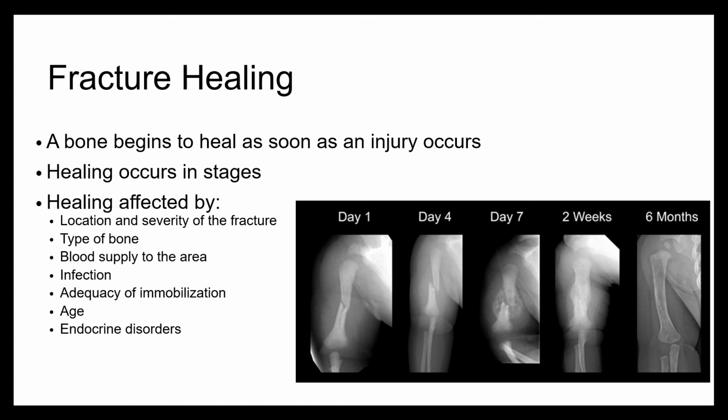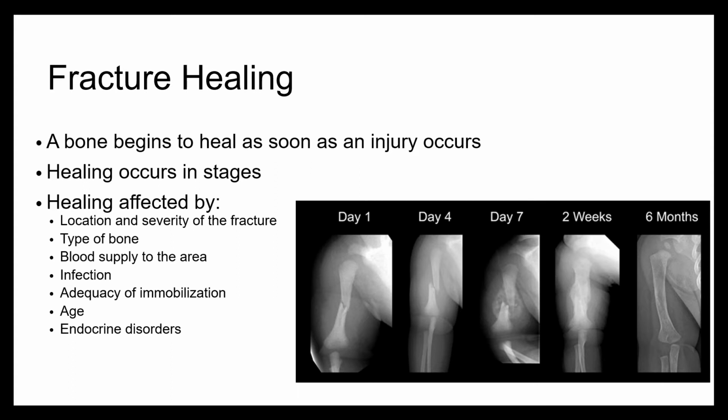Stage 2, known as the granulation formation stage, happens when granulation tissue replaces that clot, and the granulation tissue then forms a collar around each end of the broken bone. This forms a bridge between the 2 broken ends and creates an unstable support.